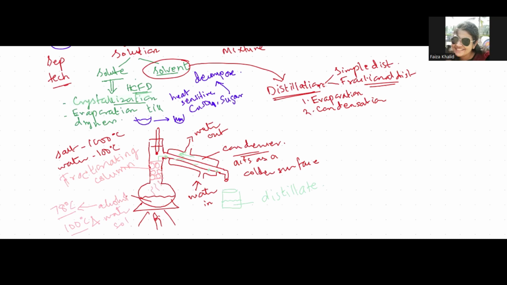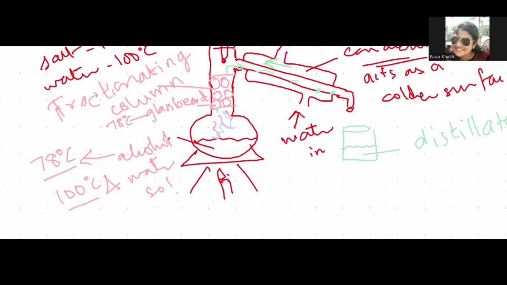What are these over here? This is glass bead, right? So glass bead would act as a colder surface. And let's say the glass bead's temperature is 78 degrees Celsius at the moment. And let's just imagine that some water molecule escaped, so what would happen? It would touch the glass bead, which is 78 degrees Celsius, which would act as a colder surface. It would condense and it would drip back. So that's how alcohol would be separated from the water.